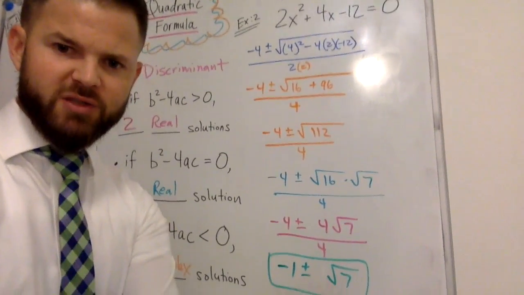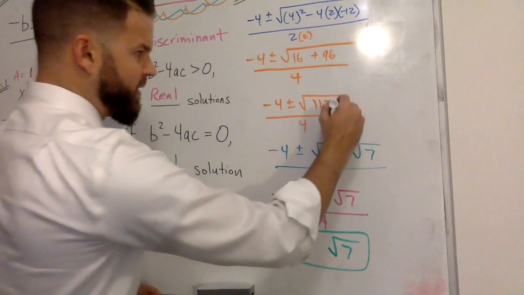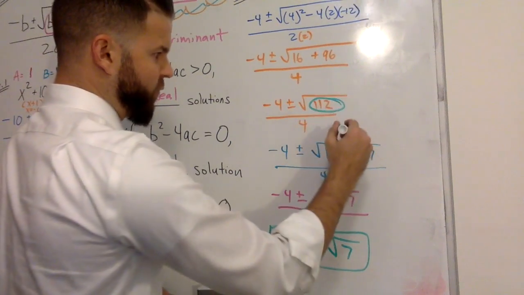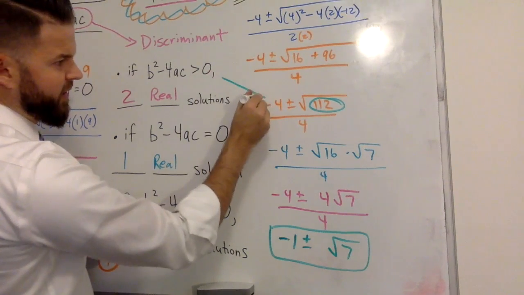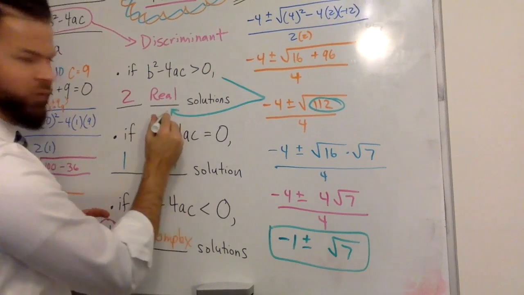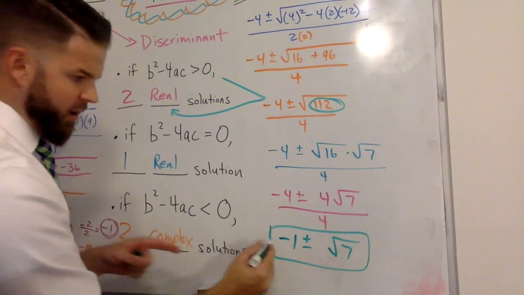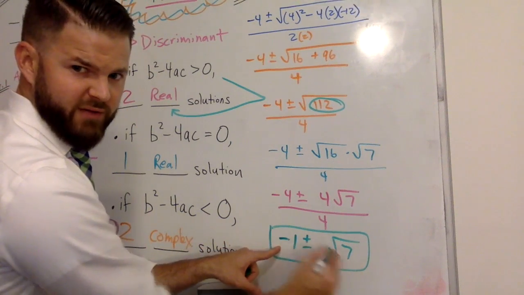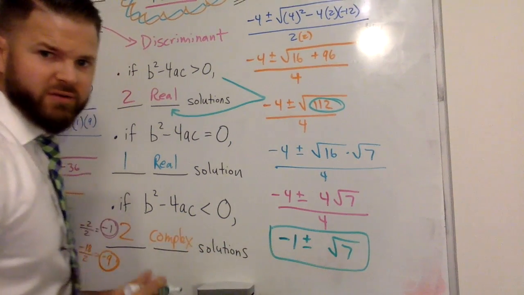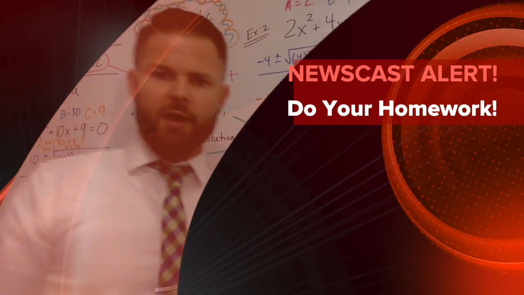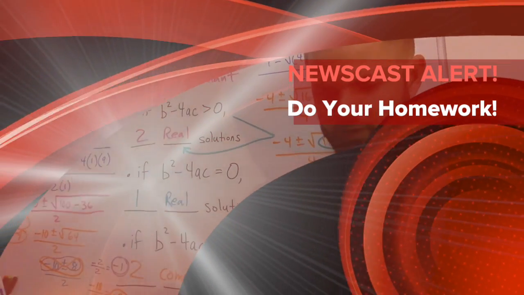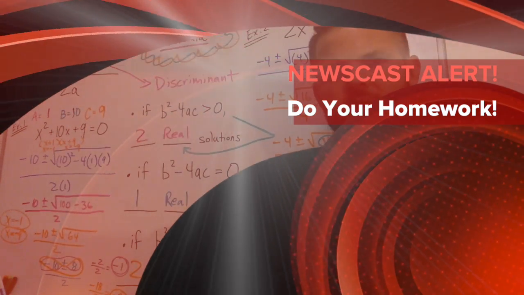Quick recap. At this step, the square root of 112, since 112 is a positive number, indicates you're going to have 2 real solutions. And here they are: negative 1 plus radical 7, negative 1 minus radical 7. 2 real solutions. All right, ladies and gentlemen, that's the quadratic formula broken down.